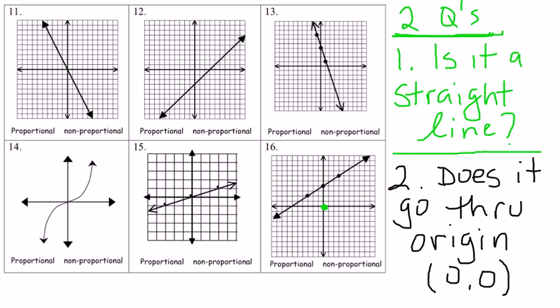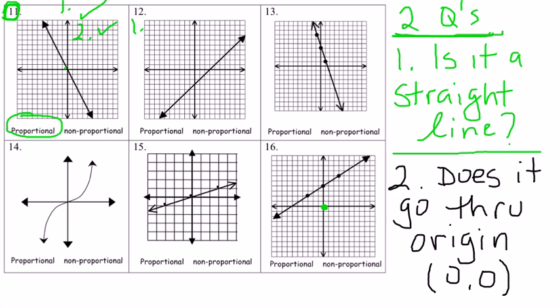Alright, so knowing that, let's go back here. So let's look at our first one. Let's look at this graph right over here. Well, let's ask our 2 questions. Is it a straight line? Yep, sure looks like a straight line to me. So we'll give it a check mark for question number 1. Question number 2. Does it go through the origin? Does it go through that point right over there? Sure does. So what's this one? Bingo. Proportional.